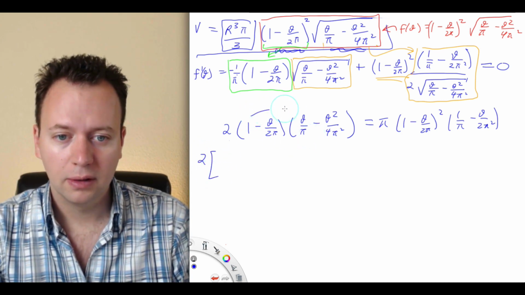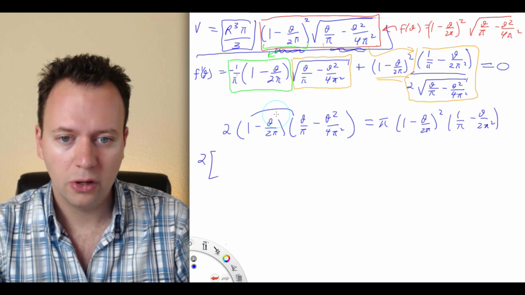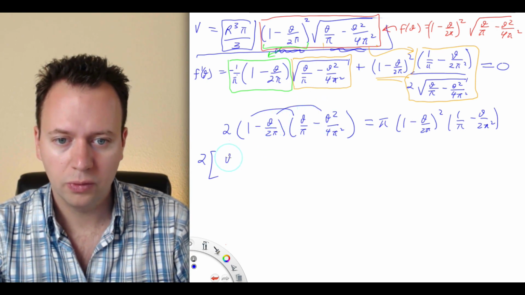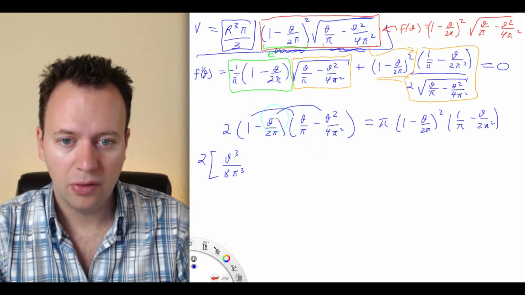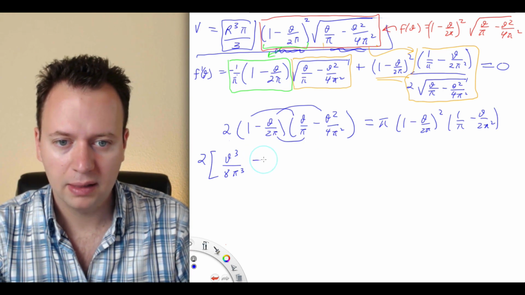Okay, so what is all of this stuff? Let's FOIL. So let's start with the cubic terms. So theta cubed over 8 pi cubed. And then the square terms, we get minus theta squared over 4 pi squared.